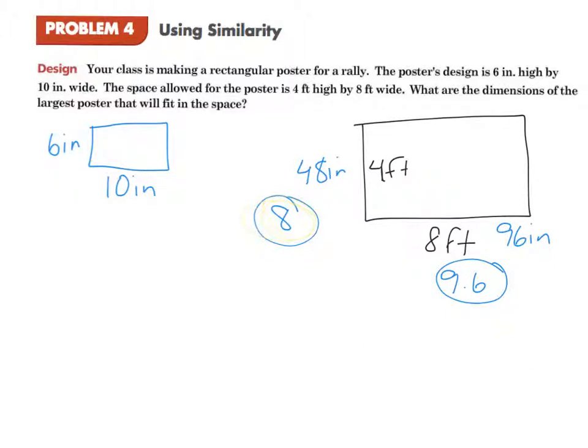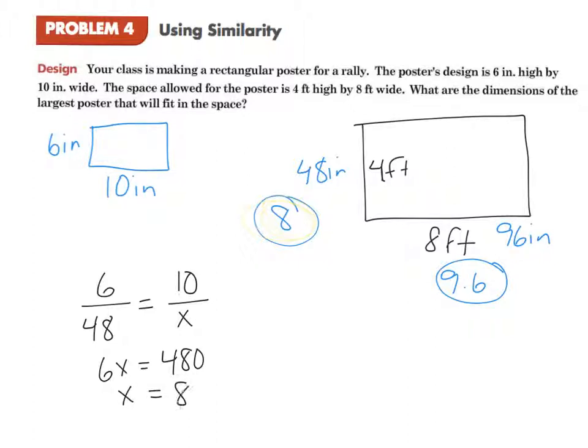Now I just need to know my width, because I know if we go the maximum it will be 48 inches tall. So from the small poster to the big poster, it's going to be 6 to 48. And from the small width to the larger width, it's going to be 10 inches to an unknown. So let's figure that out by cross multiplying. I have 6x equals 480. And so x will be 80. So I know that my dimensions of my poster are going to be 48 inches by 80.